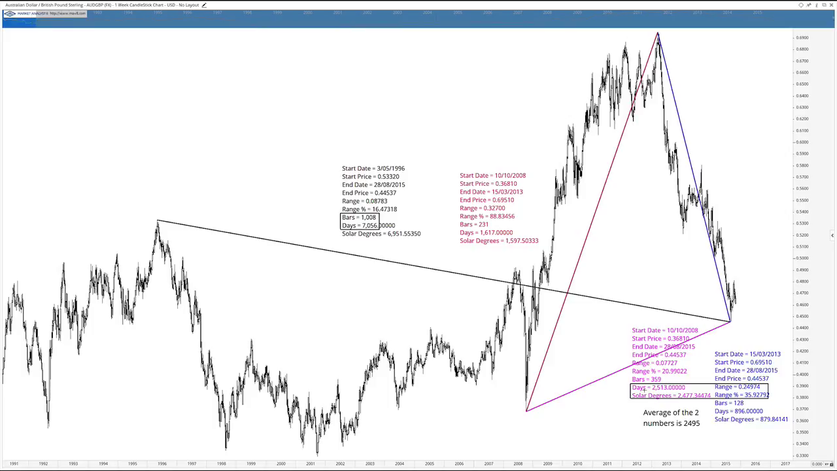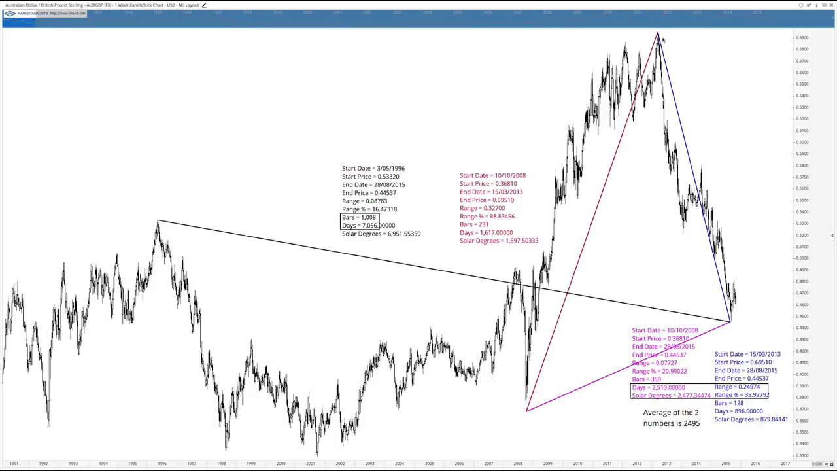The time between the two lows was 2,513 days or 2,477 degrees. You know, on the longer term stuff, I tend to average out the time between the two. It works well. And the average of these two numbers is 24.95.